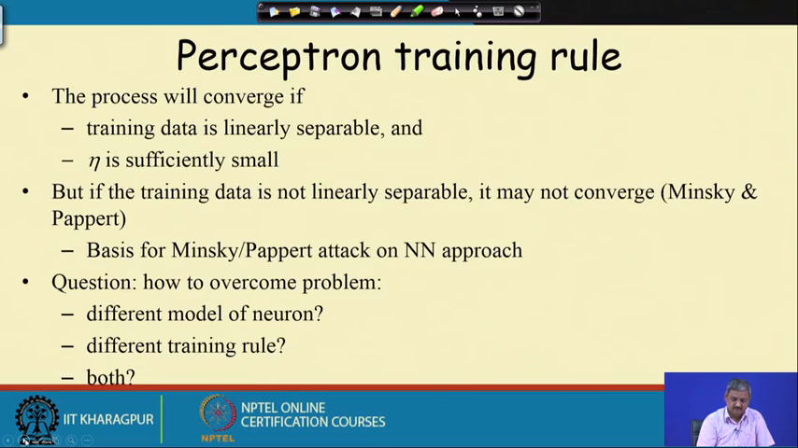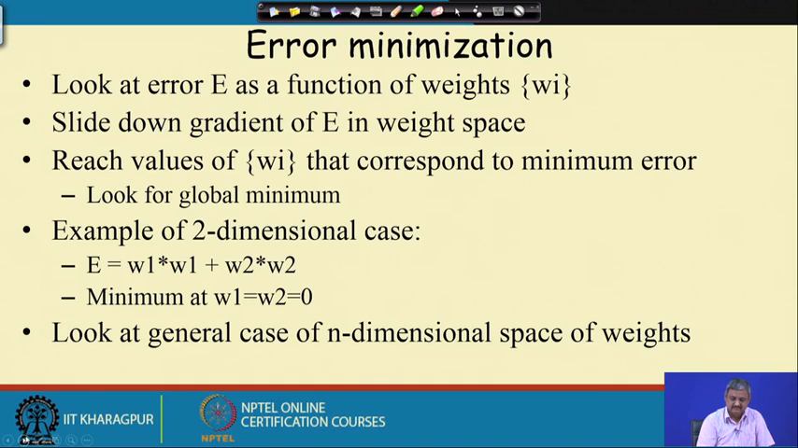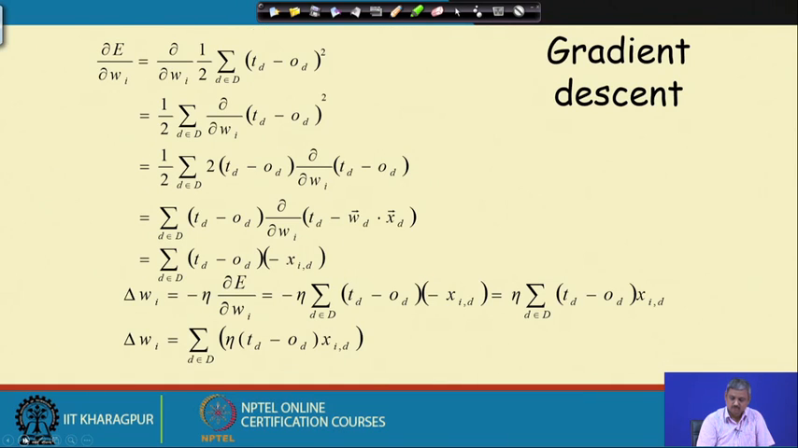I'll skip this perceptron learning rule. I have already told you all this, gradient descent, error minimization. You should go through this slide for the derivation that I talked about of the update rule.